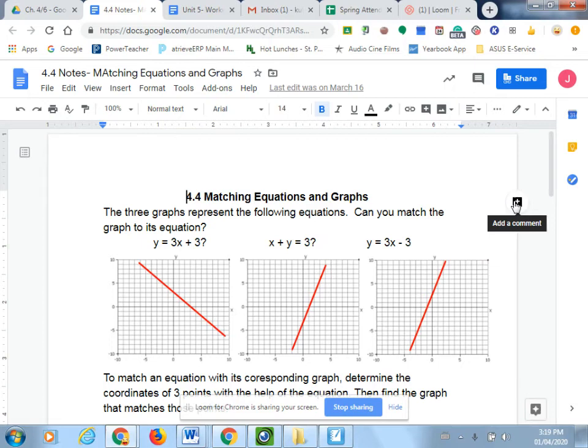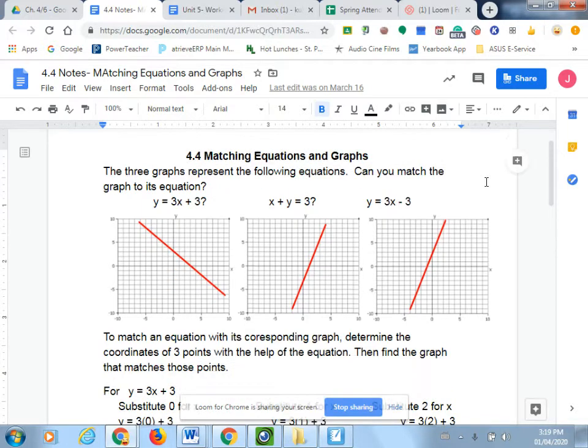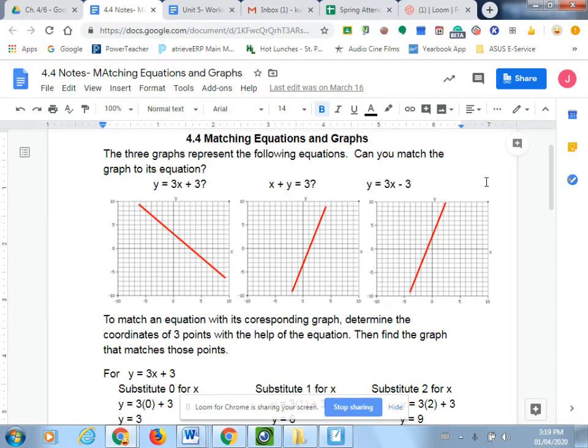Checking in with you guys. I've got a few questions about 4.4 and 4.5, so I just thought I'd go through these notes with you. Maybe just hearing my perspective on them will help some of you. If it is not enough, please feel free to send me another message and I can try and go into more detail. So 4.4, matching equations and graphs.